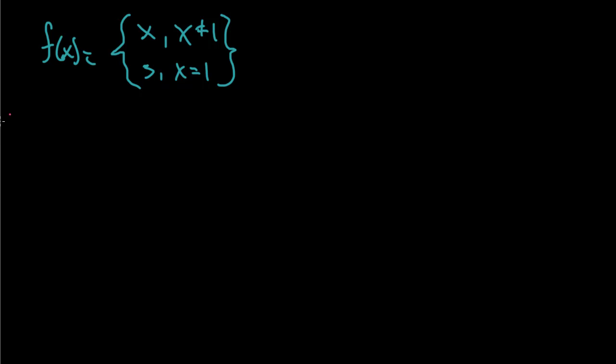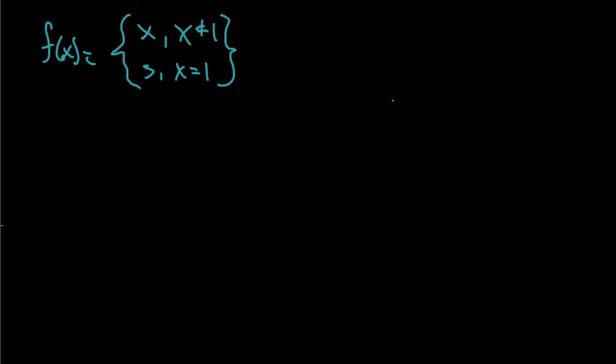So f of x is going to be equal to x except when x is equal to 1. So x cannot equal 1. And then our f of x is going to be equal to 3 when x is equal to 1. Now this is a very strange function, but I made it up, so we're going to look at what it actually looks like. So let us graph this one last time.